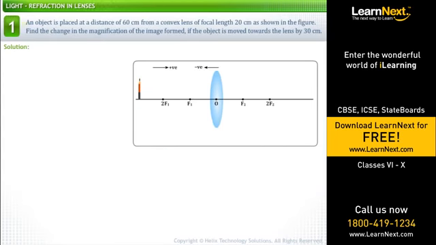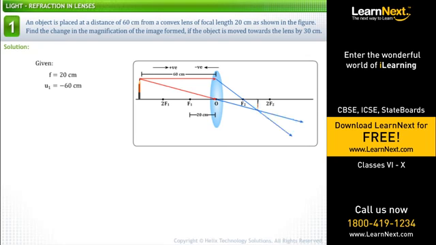In this problem, an object is placed at a distance of 60 centimeters from a convex lens of focal length 20 centimeters, as shown in the figure. You need to find the change in the magnification of the image formed if the object is moved towards the lens by 30 centimeters. Given, focal length of lens f is equal to 20 centimeters, and the initial distance of object u1 is equal to minus 60 centimeters.